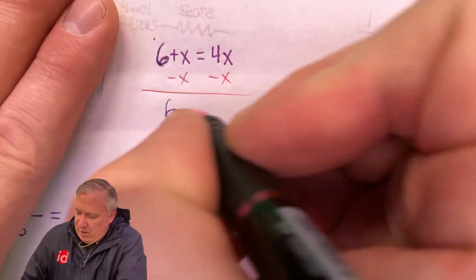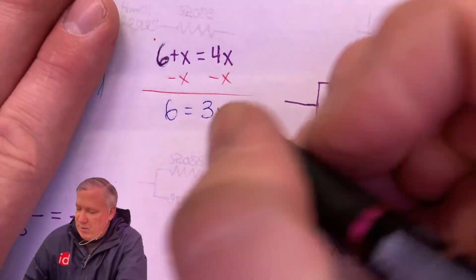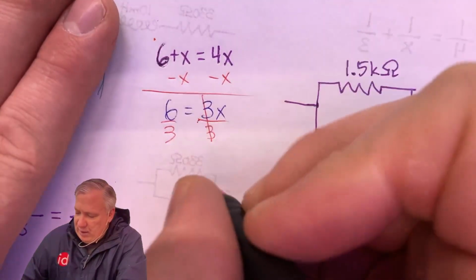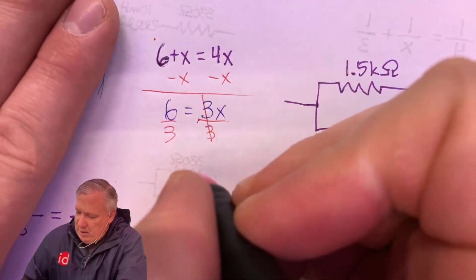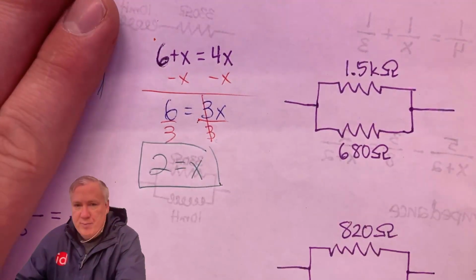That leaves 6 on this side and 3x on that side. Well, that's 3 times x, so I got to get rid of that 3. I got to divide by 3. That'll cancel out that 3, leaving x is equal to, and then 6 divided by 3 is 2. So there's my answer.